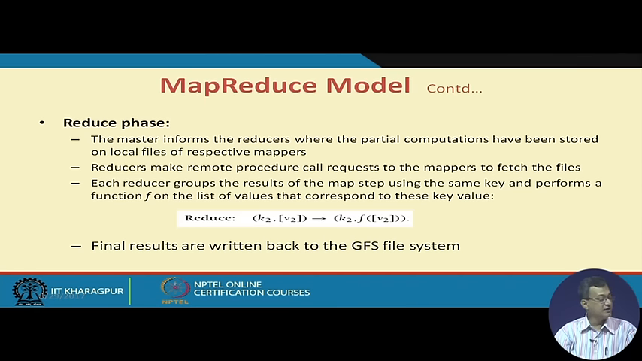Each reducer groups the results of the map step using the same key and performs some function f on the list of values corresponding to that key. That means, if I have k2, v2, then I map it to k2 and a function of that v2. The function may be as simple as averaging, or frequency, or the count, or some complex function doing some more operations, right.